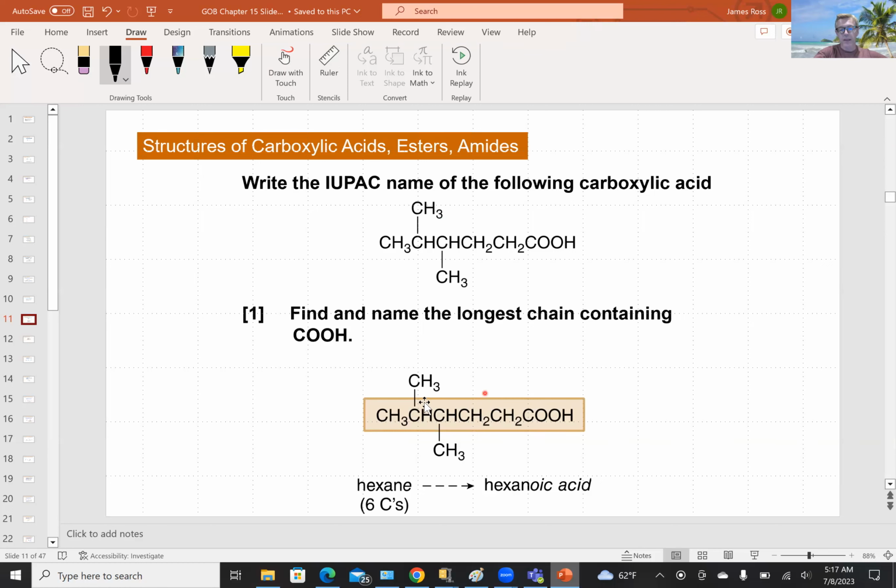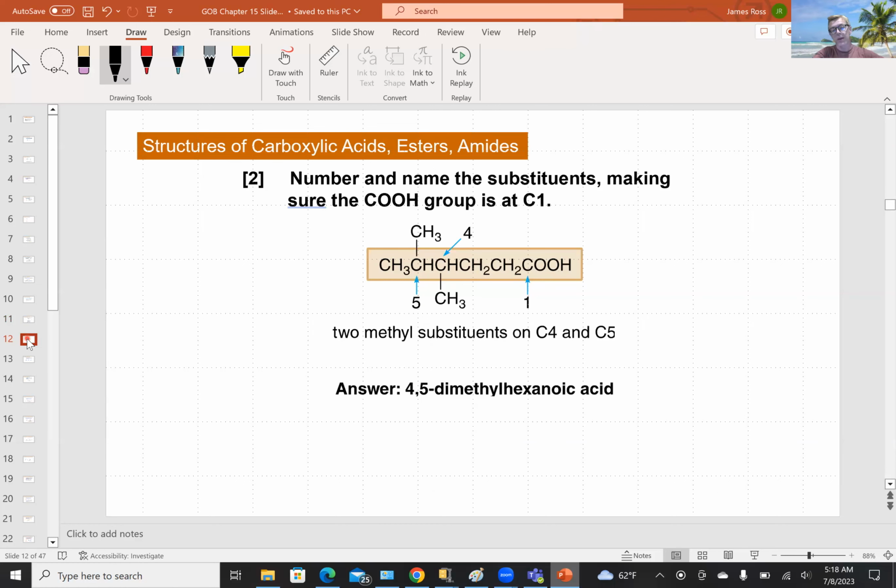Here's an example. We identify the longest continuous carbon chain that contains the carbonyl of the carboxylic acid. Here it contains 6 carbons, so it's hexanoic acid. But we notice it has 2 methyl groups with respect to the carbon backbone on carbons 4 and 5. The carbonyl carbon is by definition carbon 1. So the 2 methyl groups on carbons 4 and 5 just become 4,5-dimethyl hexanoic acid.